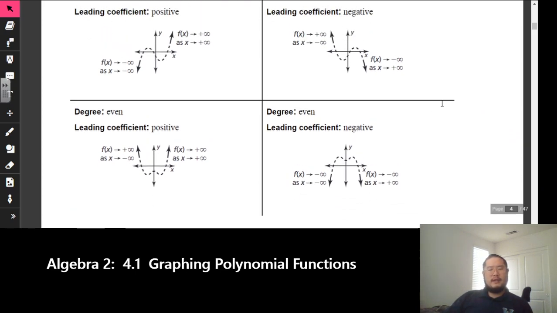So then let's go to the next part. What happens when my degrees are even? Well, if you think about the quadratic, like y equals x squared, it's going up. Both sides are going up. Think like a touchdown.